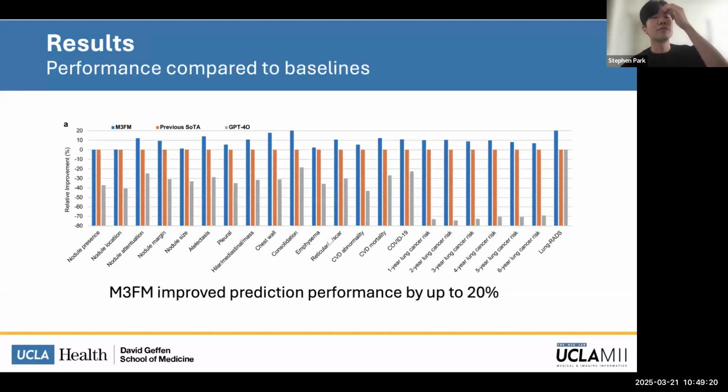So moving on to the results now, first starting with the performance compared to baselines. If you see the figure that's shown, the x-axis is showing the different tasks, and the y-axis is showing the relative improvement in percentage in relation to the orange bar, which is the previous state-of-the-art model based on the specific task. And you'll see that across the different tasks, in general, the M3FM improved the prediction performance, as you can see in the blue bar, and they also compared against GPT-4o. And yeah, generally, M3FM improved the prediction performance by up to 20% across the different tasks.